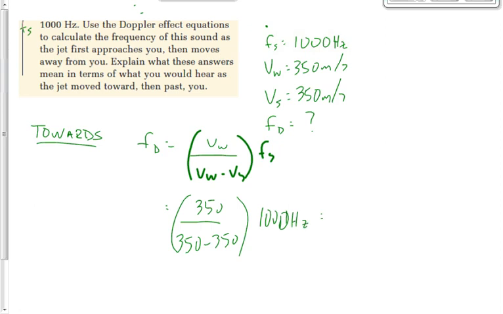So that's what happens here. Okay, 350 divided by 0 is undefined. We don't get a Doppler frequency. It's not a number. It's not a really big number. It's not a really small number. It's mathematically undefined because we're dividing by 0. You guys remember that from math class, right?